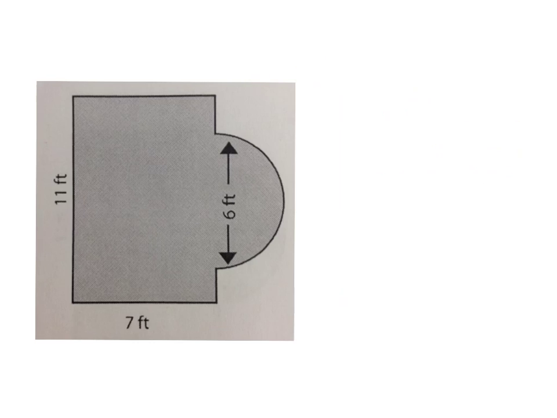So let's try one that will be a little bit more challenging. Here I can see I can break this up into a rectangle and half of a circle. So first I'm going to do the rectangle, again, is length times width. So the area here is 77 feet squared. Now I know how to find the area of a circle is pi r squared. So here I have 6, which is my diameter. I need to use r, which is the radius, which is half of the diameter. So I know my r is 3.